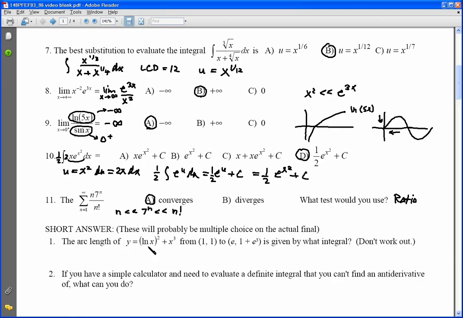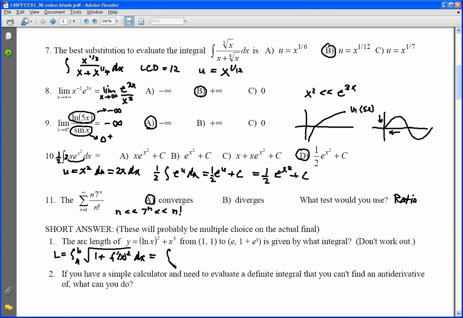Arc length of y equals natural log x squared plus x cubed from 1 to e, 1 plus e cubed. So here I'm just saying state the integral. I probably would do this as a multiple choice here, but remember that arc length here is the integral from a to b of the square root of 1 plus f prime of x squared dx.